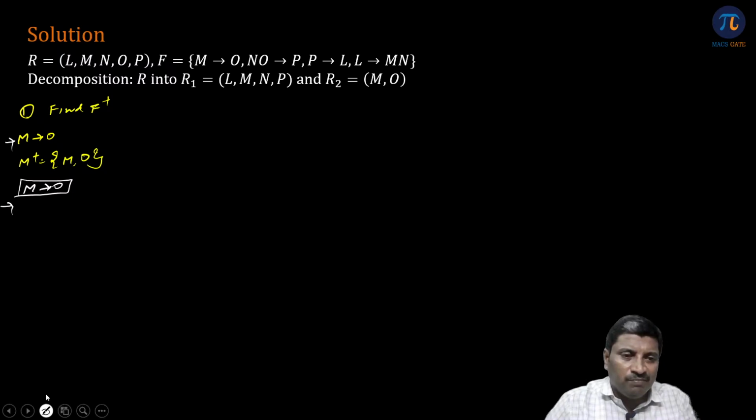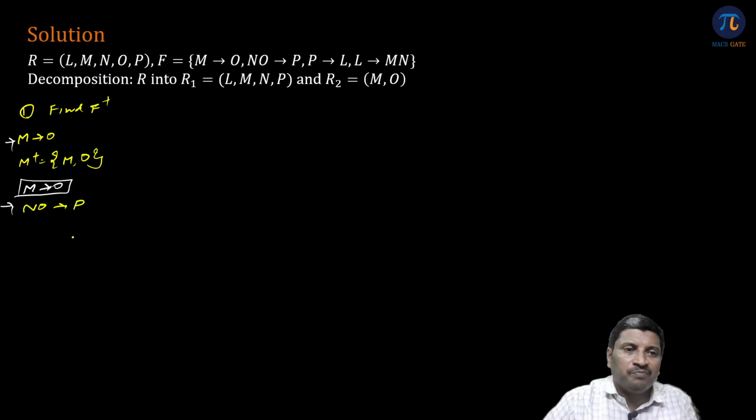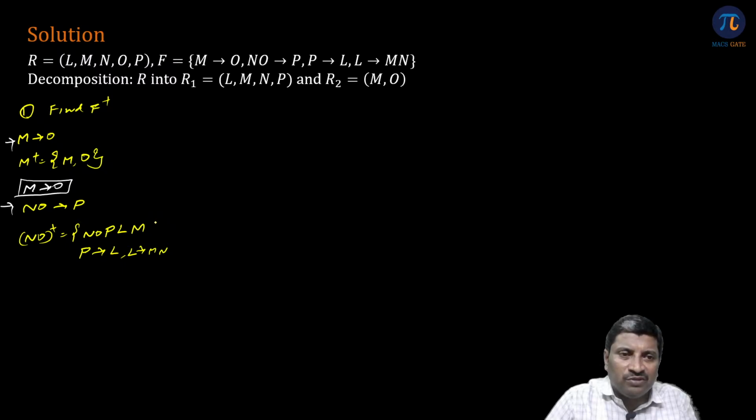What is the second FD, sir? The second FD is NO goes to P. So with NO closure, what you can get? NO okay, P okay. With P you can get L. Yes. With L you can get MN. Then L, M, N, O, P. I think we got all the things. So what are the valid FDs, sir? You can write NO implies P, NO implies L, NO implies M.